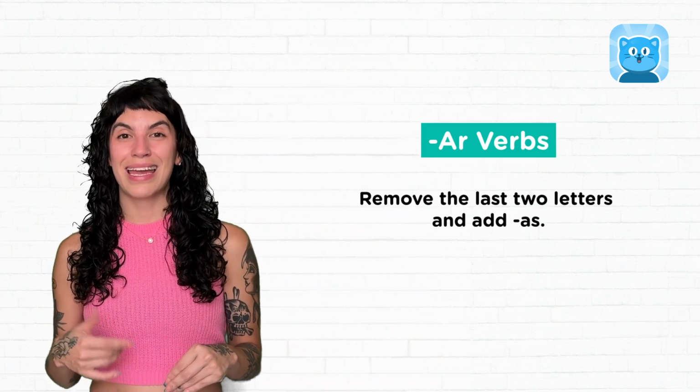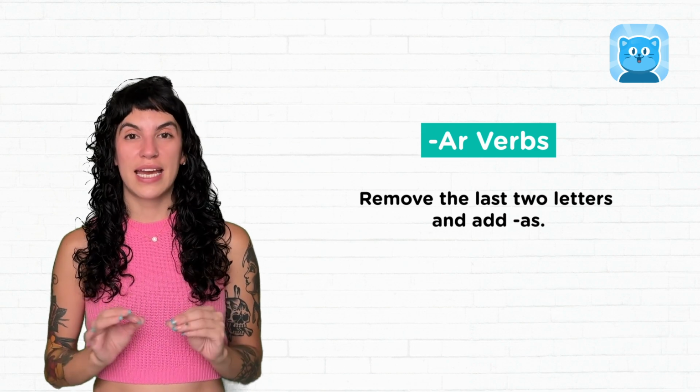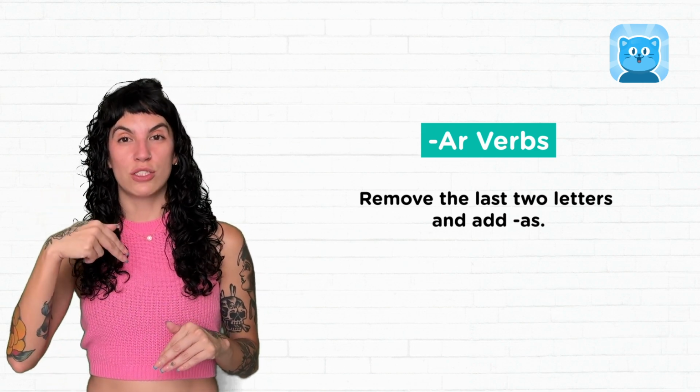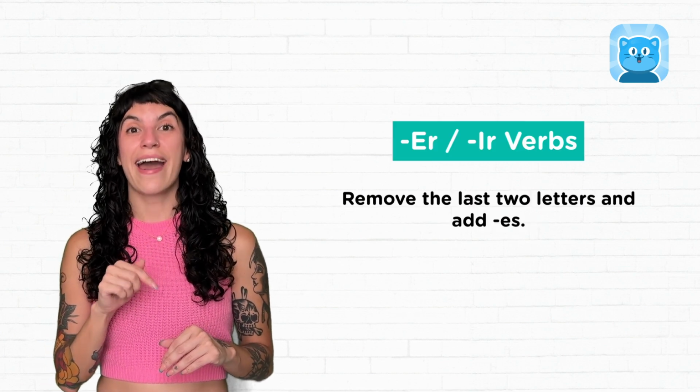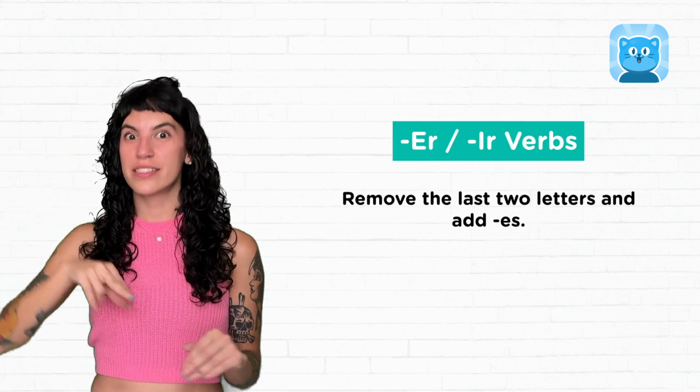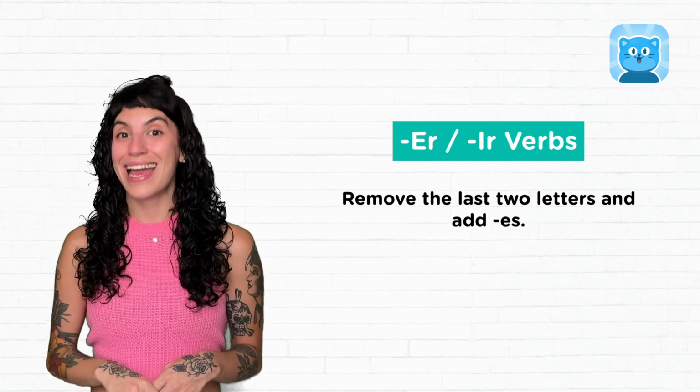So for verbs that end in AR, you would remove the last two letters and change it to AS. Okay, verbs that end in ER or IR, you would remove the last two letters and change it to ES.